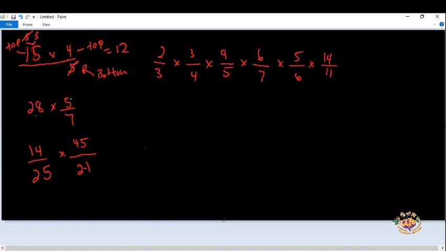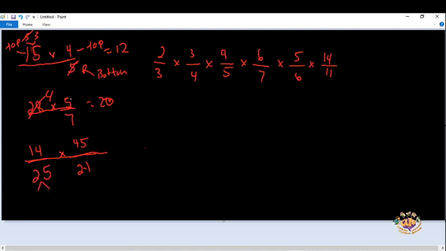I can do the exact same thing with this one. So the tip is, when you're taking a whole number and you're multiplying it by a fraction, if you can, divide first and then multiply. 7 divided into 28 is 4, and 4 times 5 is 20. When you have two fractions multiplied by one another, make one large fraction line, and then you can reduce.